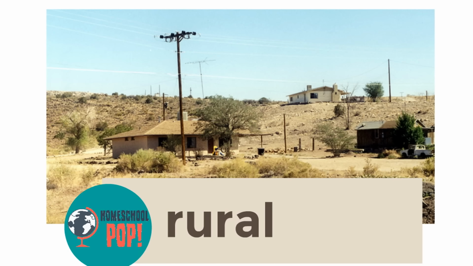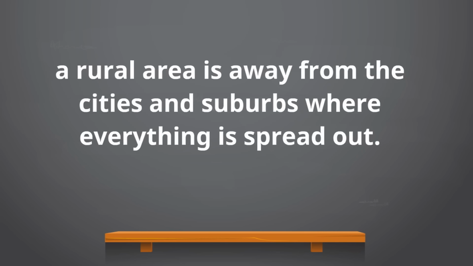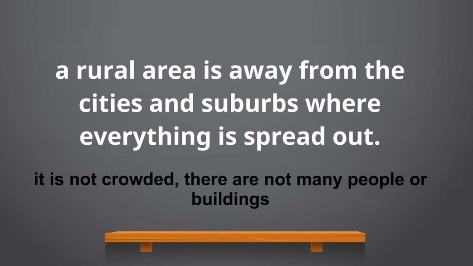Here's our final picture of a rural area. Look, it's not in a neighborhood. It's not in the city. It's not the suburbs. It's a rural area where everything is spread out. There aren't a lot of people, and there aren't a lot of buildings. To summarize, a rural area is away from the cities and suburbs, where everything is spread out. It is not crowded. There are not many people or buildings.